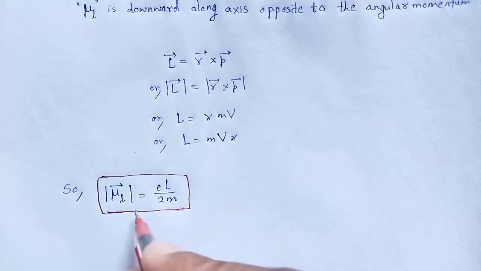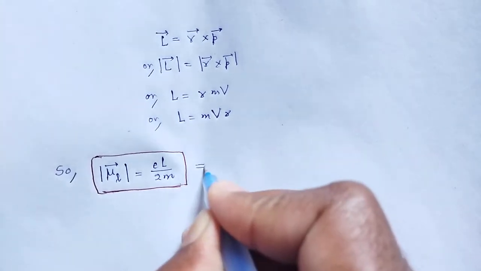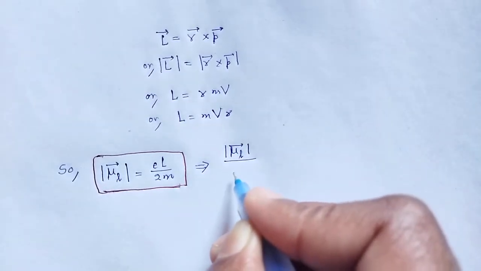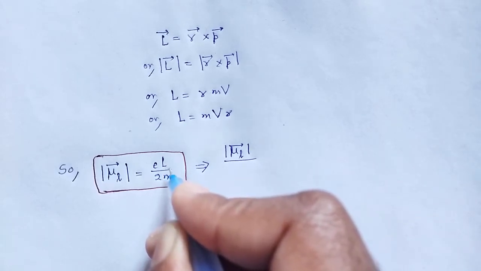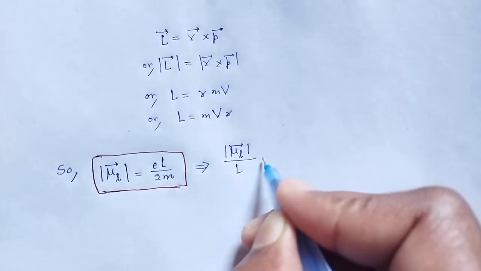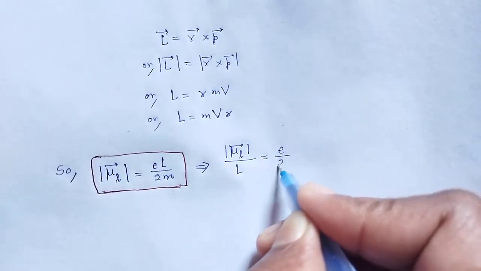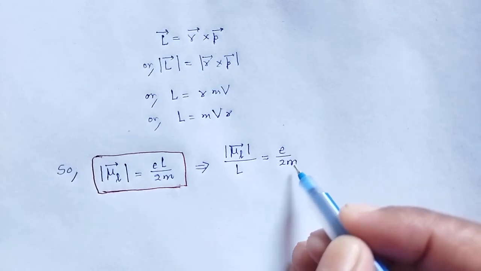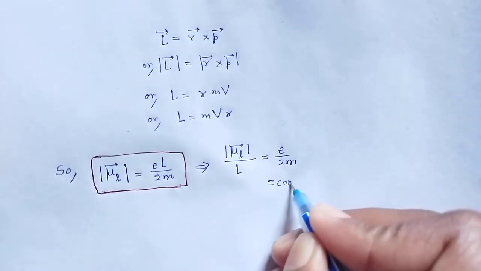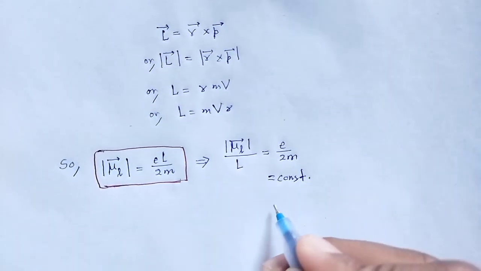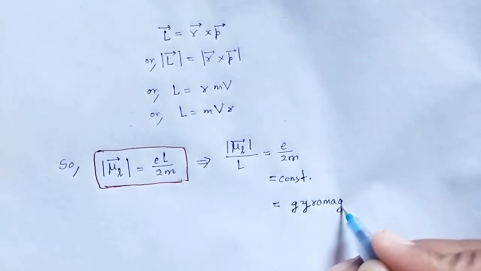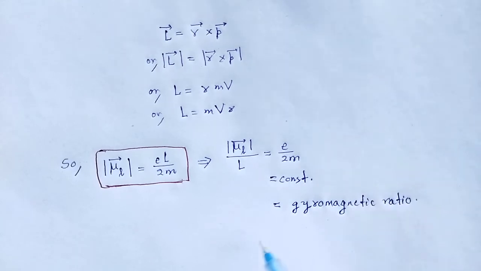This is the ratio of magnitude of orbital magnetic dipole moment mu L to that of orbital angular momentum capital L. That is e by 2m, where e is the charge of the electron and m is the mass of the electron. That is a constant, and that constant is known as the gyromagnetic ratio for the electron.